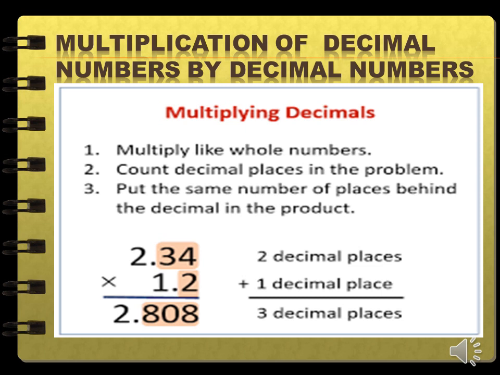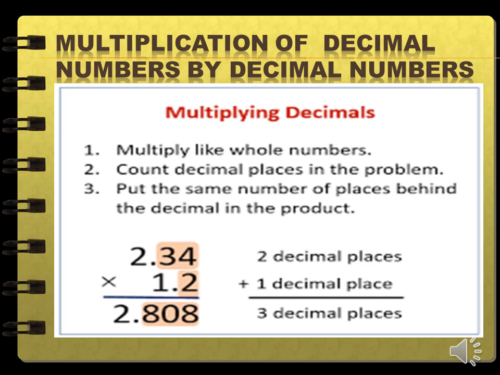Because there are 2 digits after the decimal in the first number, and 1 digit after the decimal in the second number. So in totality, there are 3 digits which are after the decimal. So from your right hand side, you need to leave the 3 digits and put a decimal sign. It is as simple as that.